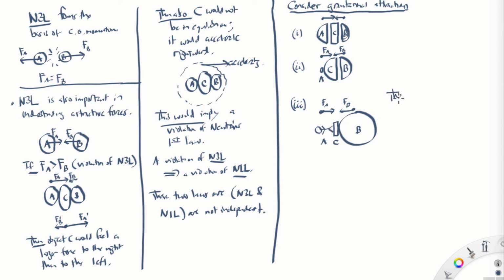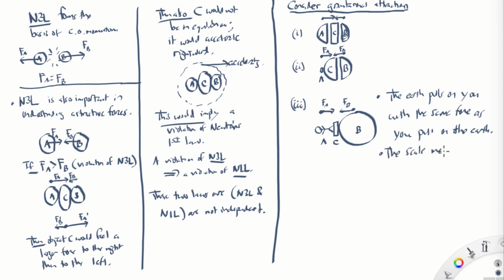In other words, the Earth pulls on you with the same force as you pull on the Earth. That is the implication of Newton's third law. The scale measures this attractive force. It measures either of these forces. So it measures both forces, and it measures the same thing. So you could equally well say that the scale is measuring the weight of the Earth as the scale is measuring the weight of you, which is, I think, a very interesting thing.